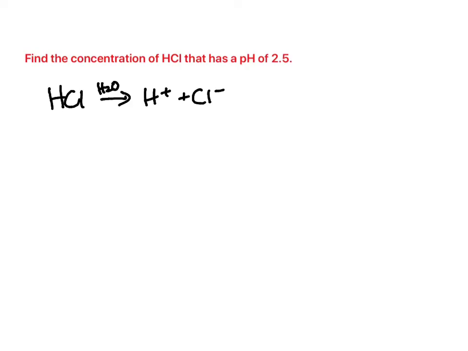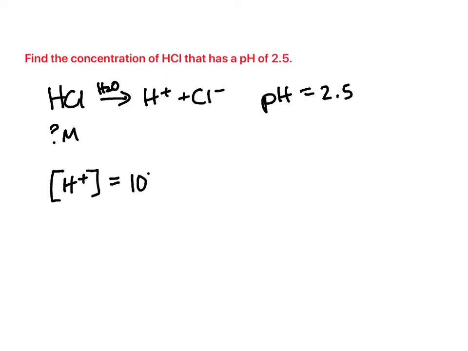Okay, now what we're looking for is the concentration, so the molarity of the HCl, so that it will make a solution with a pH equal to 2.5. So if you take a look at the formulas that you wrote down, one of them is that the concentration of the hydrogen ion is equal to 10 raised to the negative pH power. So I'm going to take 10 and I'm going to raise it to the negative pH power.